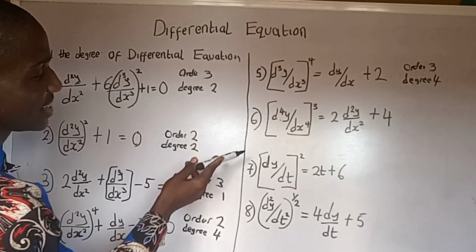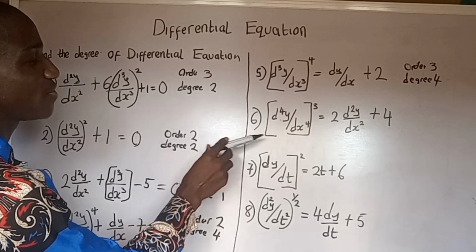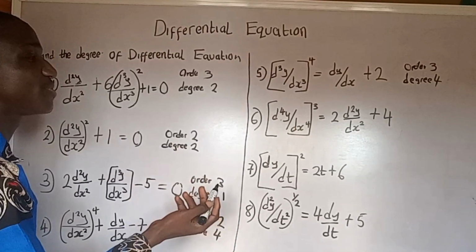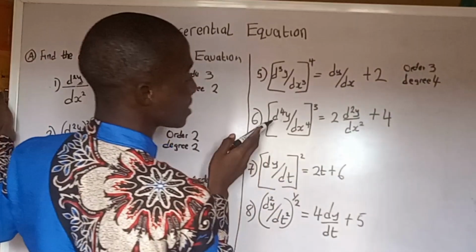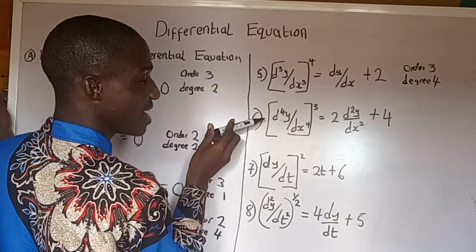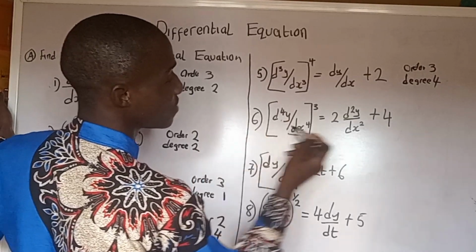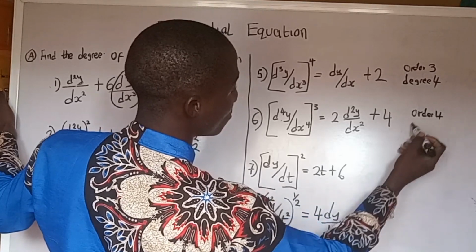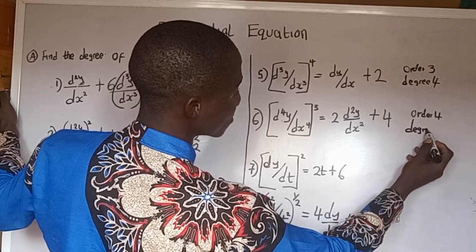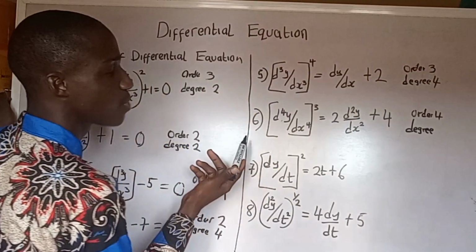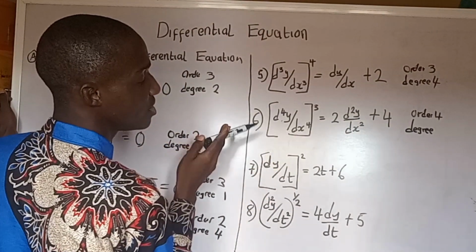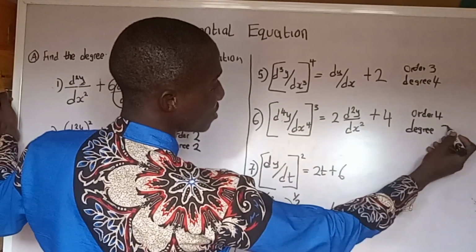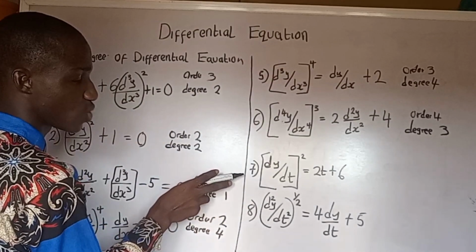What is the order of this differential equation? Of course, you agree with me that the order of this differential equation is 4, because the highest order of the derivative is 4. So the order is 4. But what is the degree? The degree is the exponent of the order of the differential equation. So the degree here is 3. Now we proceed to question number 7.